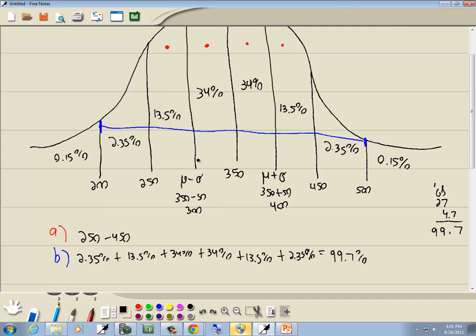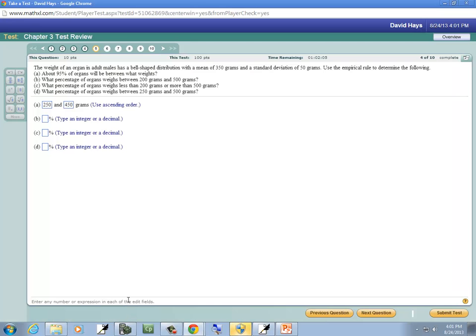Okay, now you can do a direct addition like that, or you know all of this adds up to 100%. So we're adding everything except for this piece and this piece. Well, 0.15 plus 0.15 gives you 0.3. And if you subtract that from 100, that's a very easy way to get to 99.7. Okay, C. Oops, let me write the answer down. 99.7.